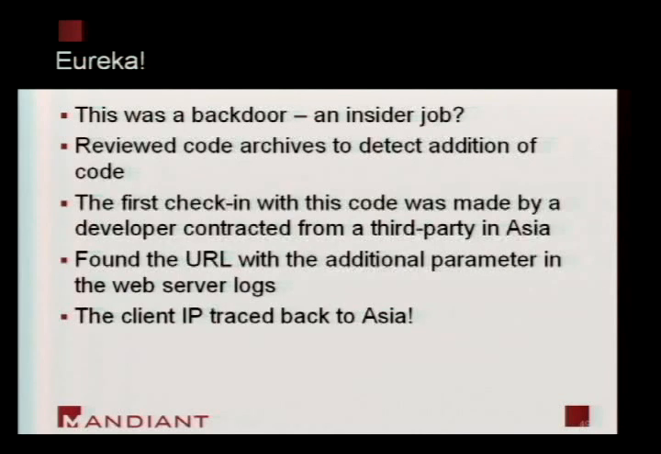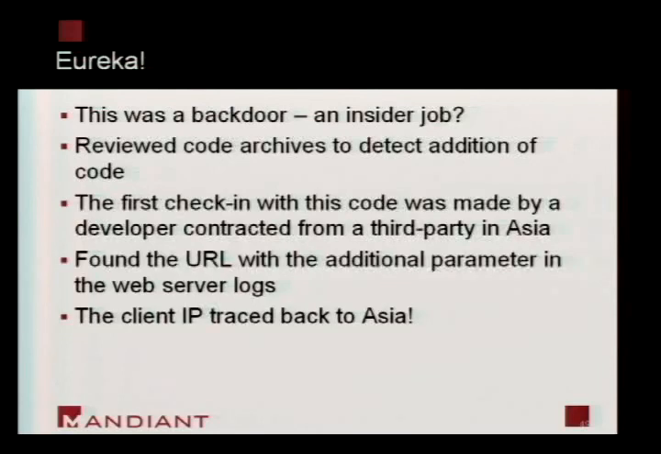So we started looking at the code archives to detect addition of this particular code. We wanted to look at the different version numbers that were actually checked in to identify which particular version had this piece of code and who had checked it in. We went through that. We were lucky we found the user ID that was used, but it was a generic user ID that was used by this third-party provider.